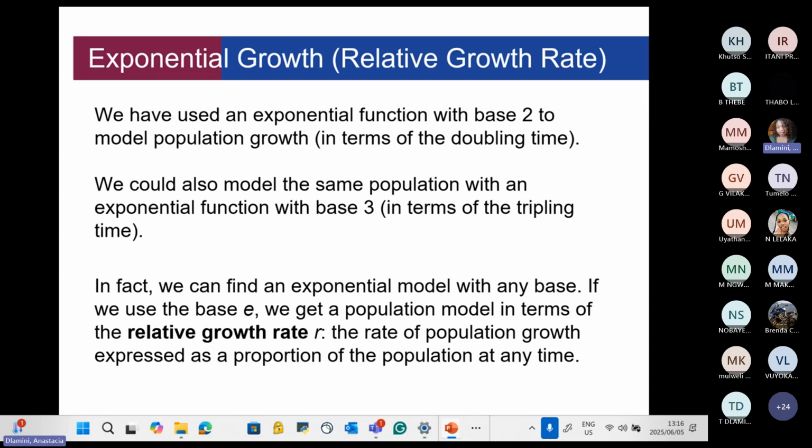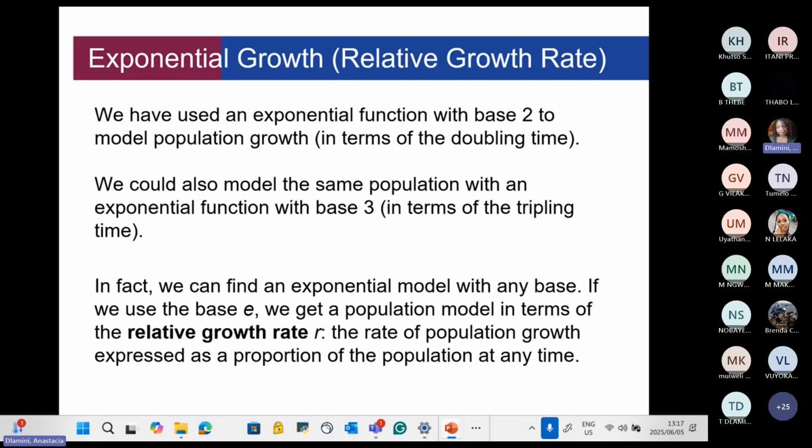Let's go to exponential growth, relative growth rate. We have used an exponential function with base 2 to model population growth in terms of doubling time, right? But in most cases, guys, you can't say every 2 years the population is growing. Like, for example, you can't say the population in Africa is doubling every 2 years, right? Sometimes after 2 years it can triple, or sometimes after 3 years it can be less. So which type of model are we using?